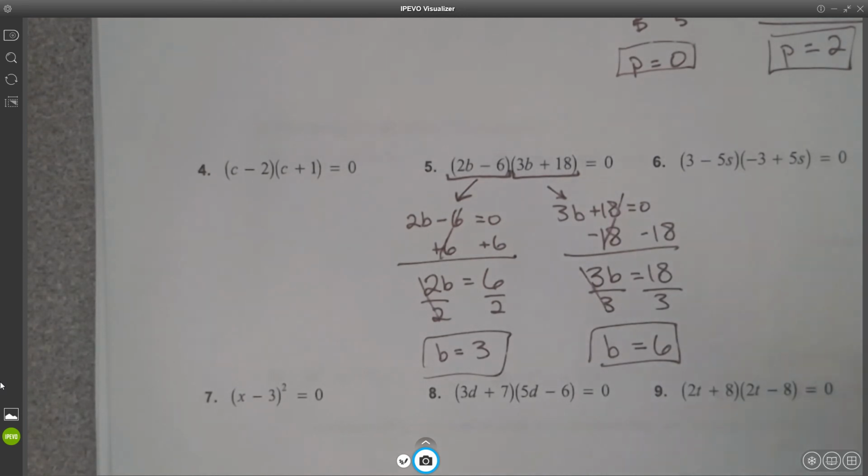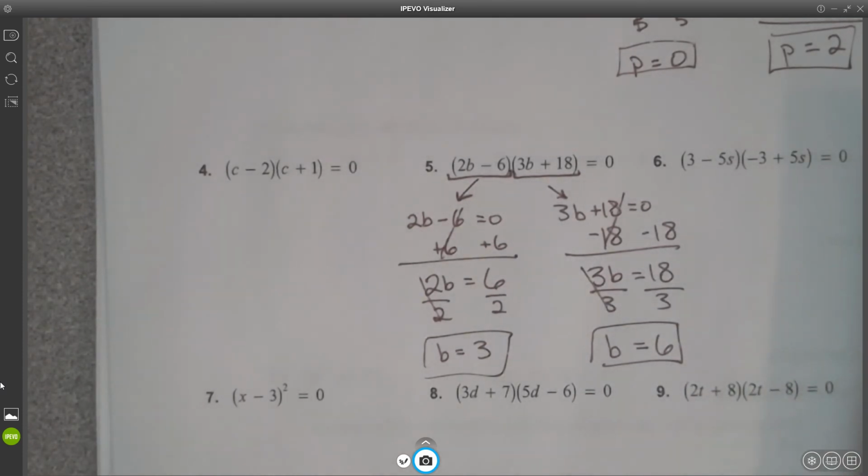So solving in factored form is only a part of it. We also have to work on solving polynomials before factoring them. That'll be in the second video, so make sure you tune in for that.